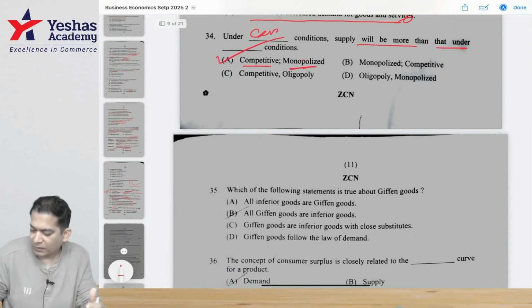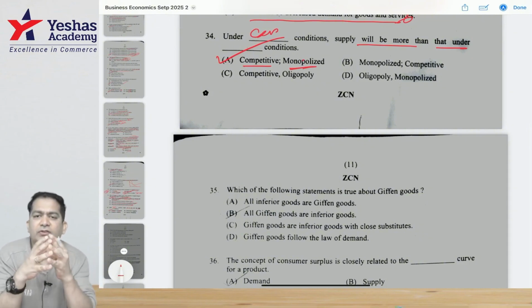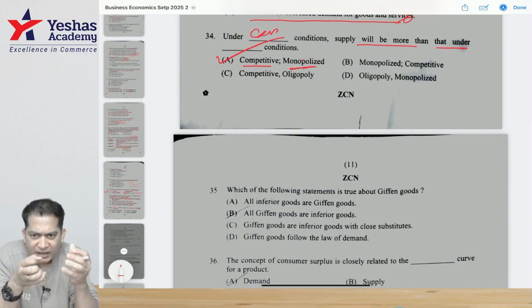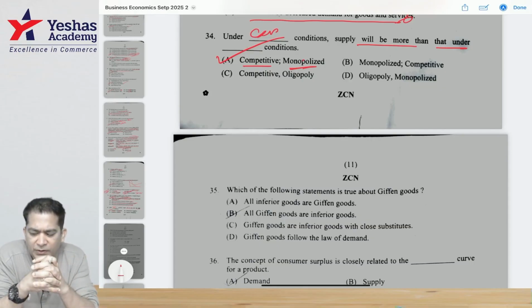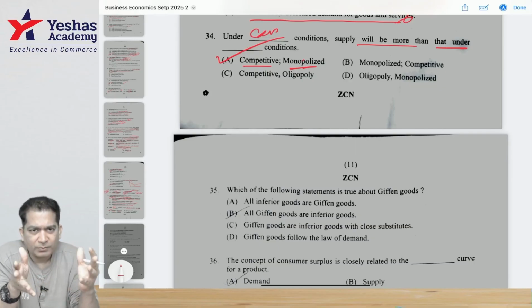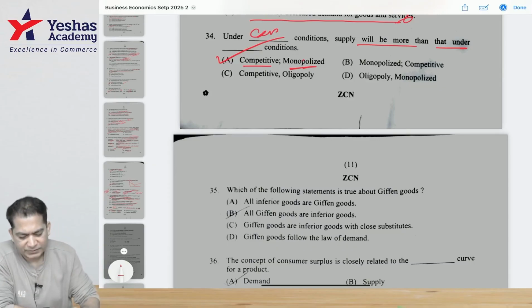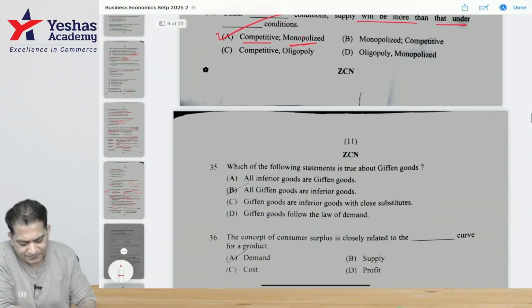In case of a monopoly, the supply will be artificially brought down to charge a higher price from the consumer. Whereas in case of perfect competition, you'll find that competition will bring down the price. So supply will be on the higher side.